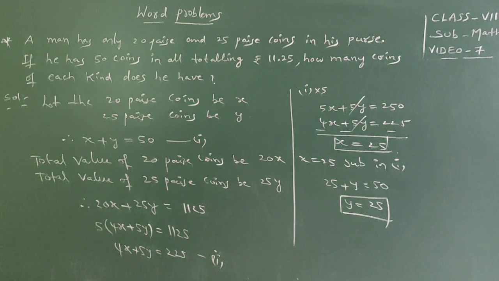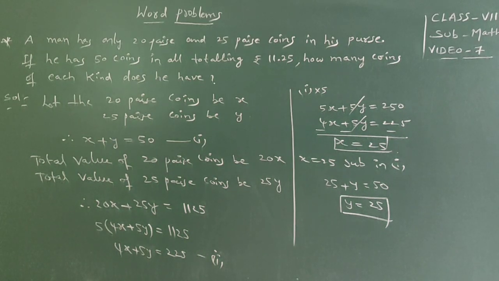Here a given problem, man has only 20 paisa and 25 paisa coins. Total number of coins be 50 and total rupees 11 rupees 25 paise. And how many coins of each kind does he have? We need to find. Here 20 paisa coins be x, 25 paisa coins be y. Then x plus y equal to 50. Total coins 50 they give.